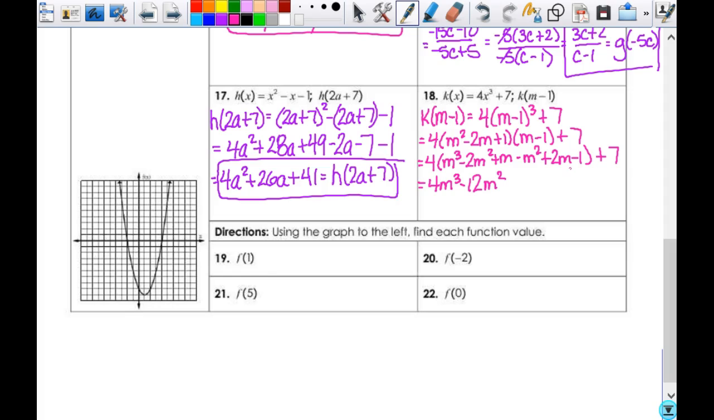I didn't mess up. Well, these shouldn't cancel out. Oh, that's 2m squared. I'm sorry. I couldn't read my own handwriting. That's my problem. All right, so good. I didn't mess up. Whew, I just can't read. So m and 2m, that's 3m times 4 is 12m. And then 4 times a negative 1 is a negative 4 plus 7 is 3. And that is k of m minus 1.